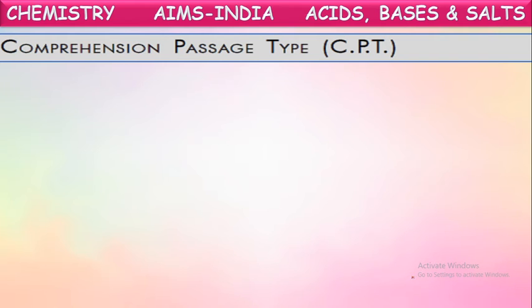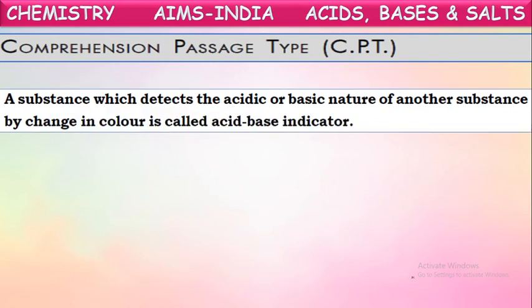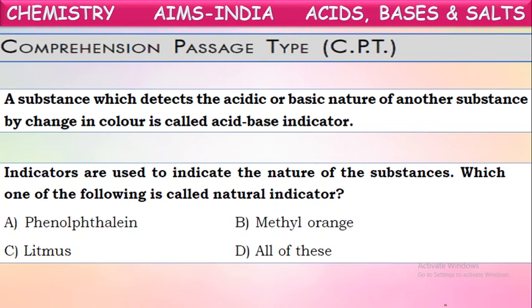Comparison passage type means a paragraph is given here. Related to this paragraph, there will be questions. See, read the paragraph first. A substance which detects the acidic or basic nature of another substance by change in color is called an acid-base indicator. Yes, we discussed the indicators earlier. There are different kinds of indicators, natural indicators and synthetic indicators. These all will show a color change with acids and bases. Okay, now the questions on this.